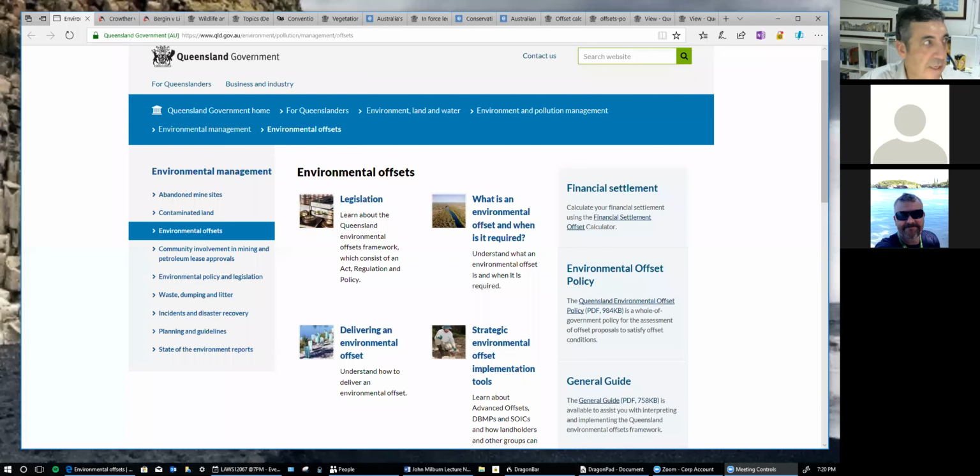Hopefully, you can now see a screenshot from a Queensland Government web page, and it relates to environmental offsets. So this is www.qld.gov.au, Environment, Pollution, Management, Offsets. So environmental offsets, as indicated, relates to acts, regulations, and policies, all of which are administered through the state government agency. The framework includes legislation, regulation, and policy. Let's have a look at that.